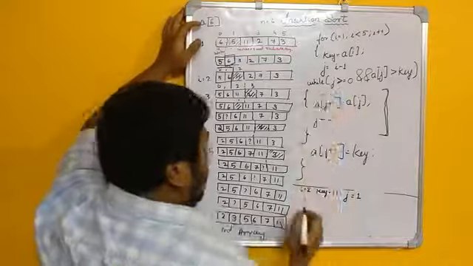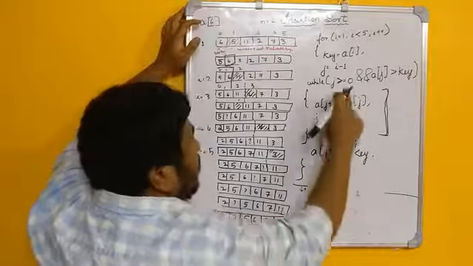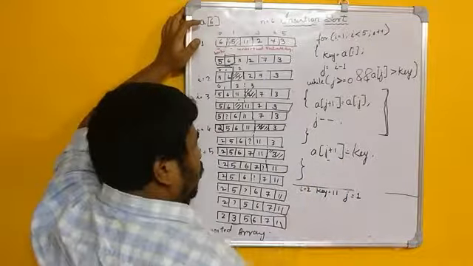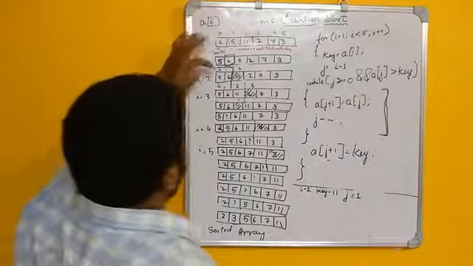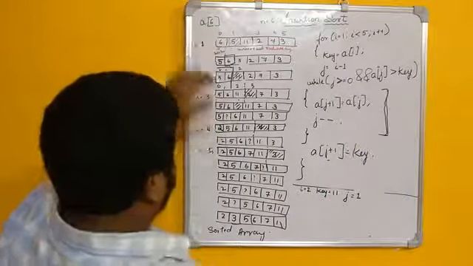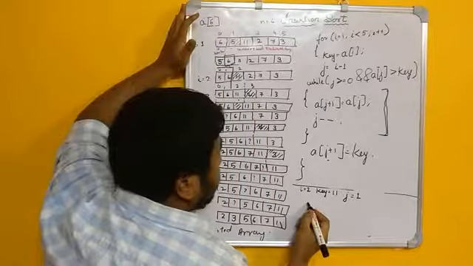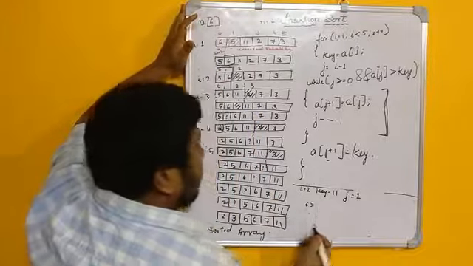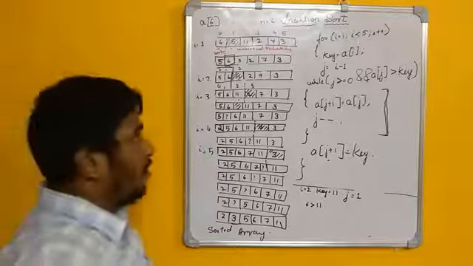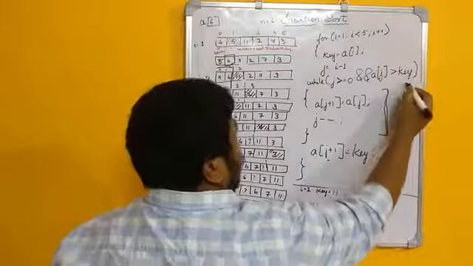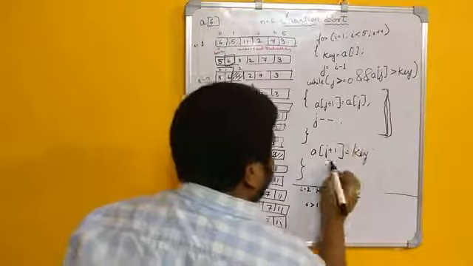Now check the condition. j is greater than or equal to 0. j is 1, which is greater than or equal to 0, so the first condition is true. Now we go for the second condition. A of j is A of 1, that is 6. Is 6 greater than key, which is 11? The condition is false. So this will skip, come out of the loop and execute the next statement.